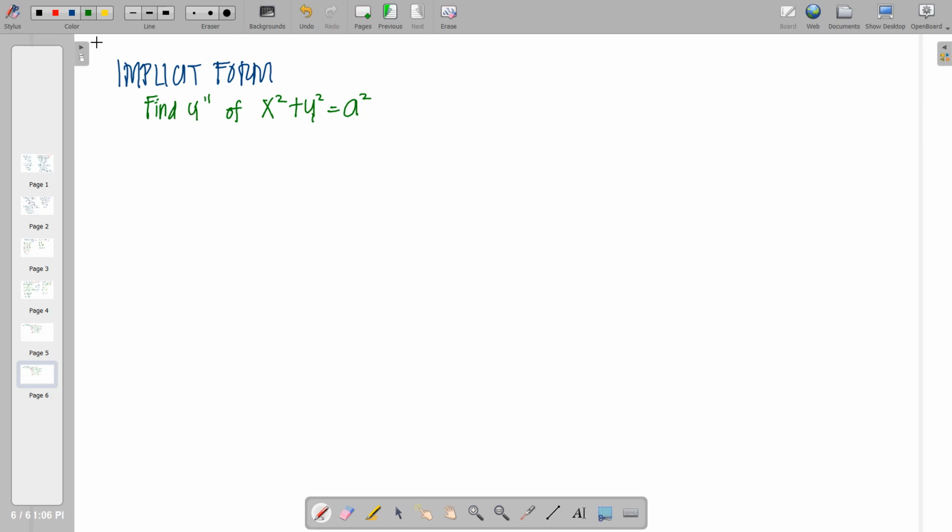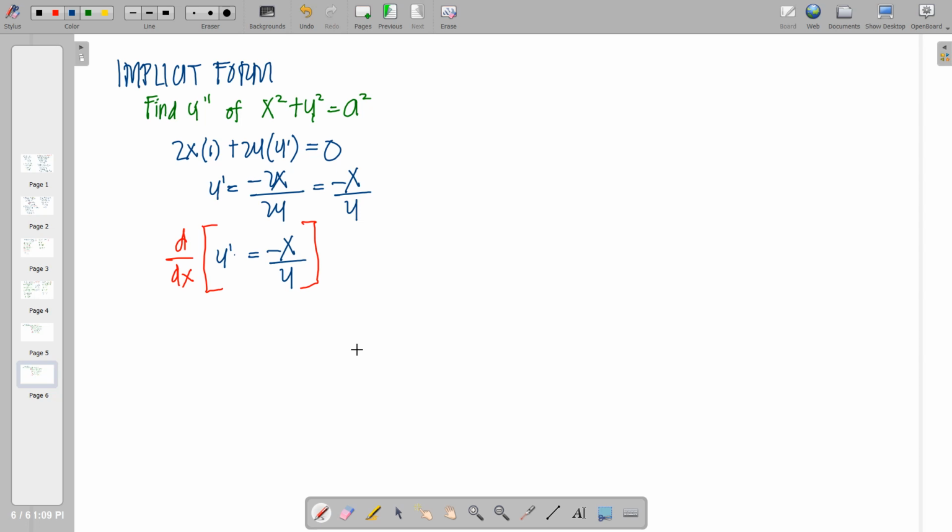We execute the first derivative. We have 2x times dx over dx plus 2y times dy over dx, or y prime. That would equate to 0. Solving for y prime, we have negative 2x all over 2y, or negative x all over y. Then we derive it again with respect to x. This becomes y double prime, and we'll just execute this one, v du minus u dv all over v squared.